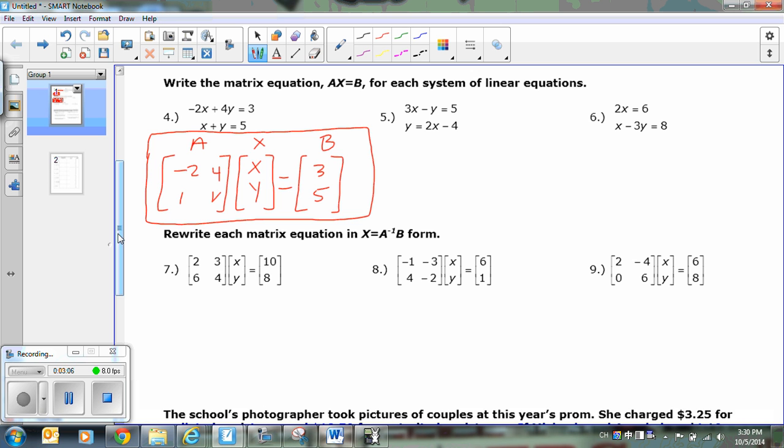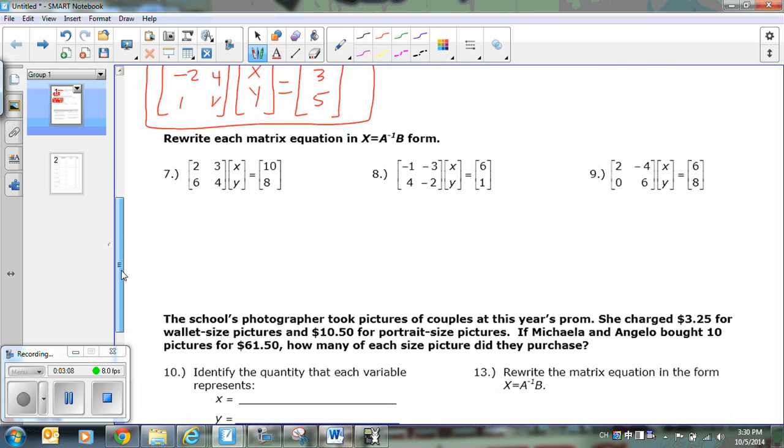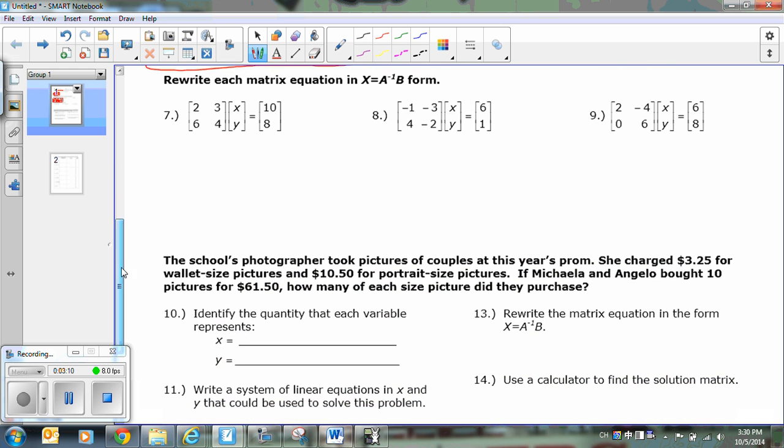All right, then number 7, the directions say rewrite each matrix equation in the form X equals A inverse times B. This A inverse times B is the arithmetic that we're going to have the calculator do to find our solutions to these systems of equations. So look at 7. This is already a matrix equation. This is your coefficient matrix A. This is your variable matrix X, and this is our constant matrix B. We want to make it look like this. X equals A inverse B.